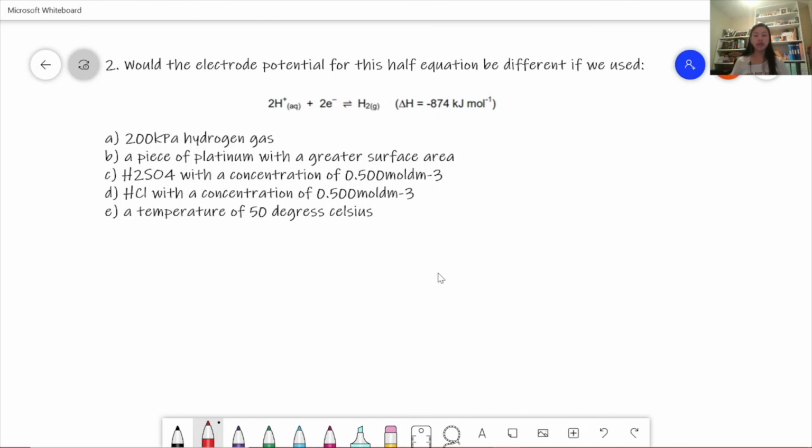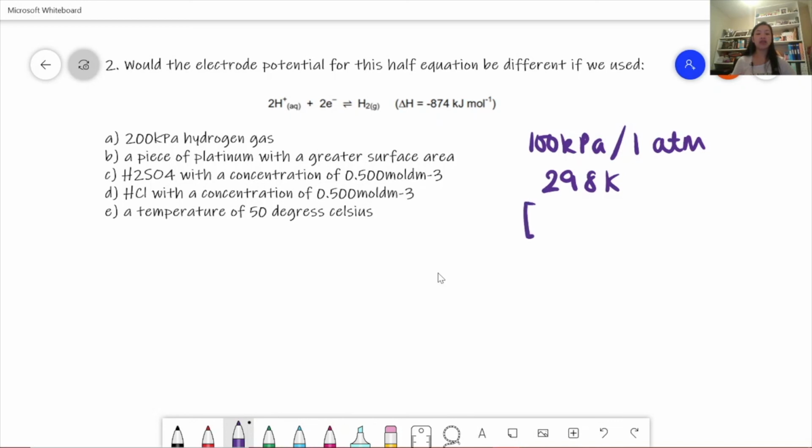conditions? So the first thing we should spot is that this half equation is actually the half equation for the standard hydrogen electrode. So the normal conditions for the standard hydrogen electrode are that the pressure is 100 kilopascals, which is equal to 1 atmosphere. The temperature is 298 Kelvin, and the concentration of H+ ions is 1.00 moles per decimetre cubed. Those are really important facts to remember about the standard hydrogen electrode, and also that the EMF we set as 0.